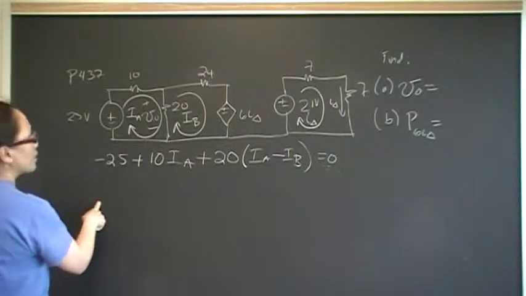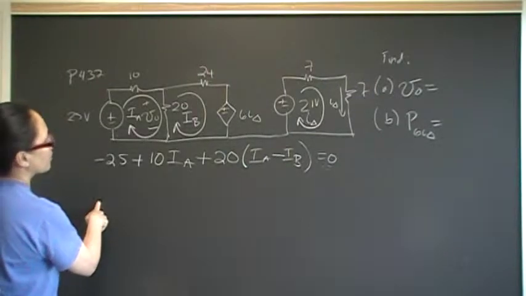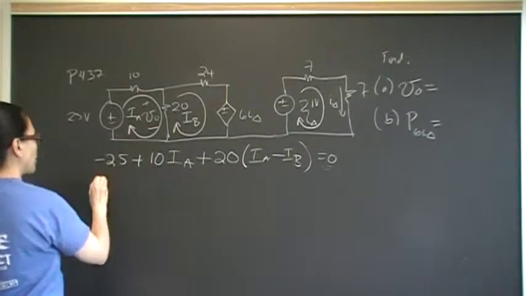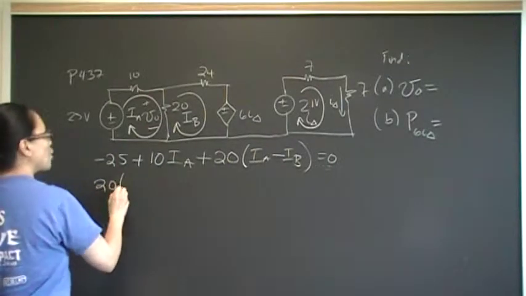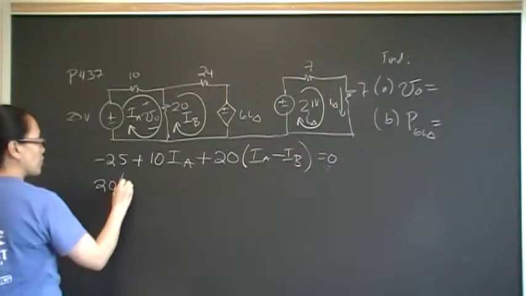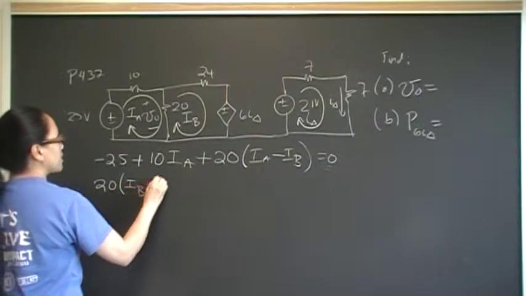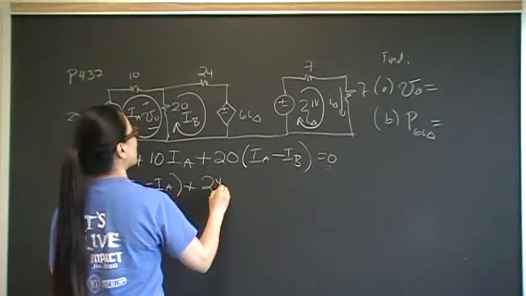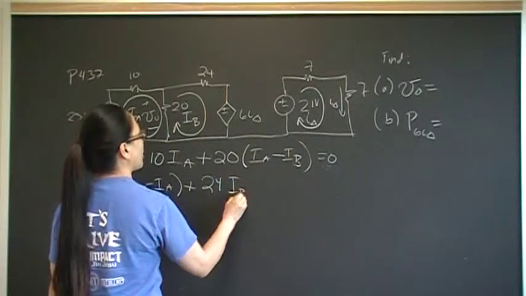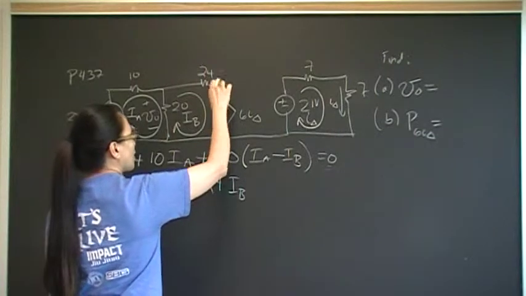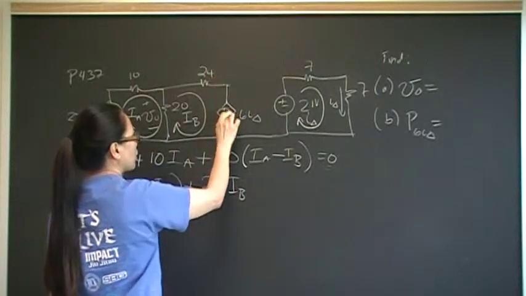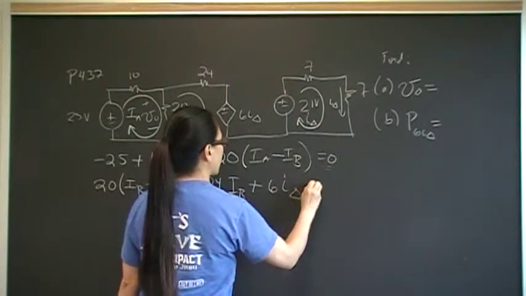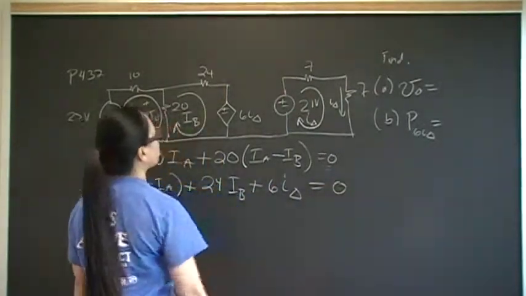Now, the next equation is the mesh at IB, starting at the 20 ohm resistor. So we have 20 ohms of resistance with a net current going through it of IB minus IA, plus 24 IB. And the positive current hits the first terminal, which is positive, so this will be plus 6 I delta. That's going to equal 0.